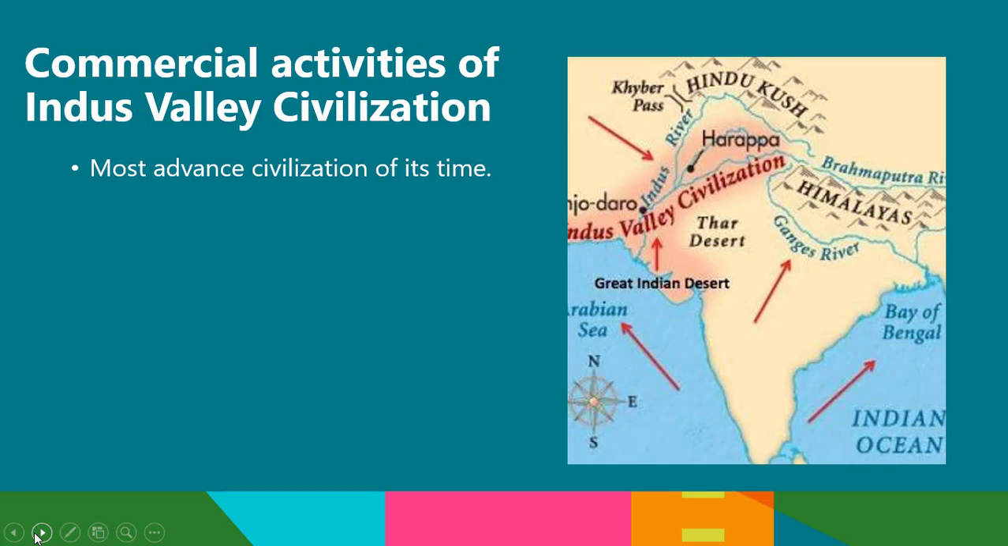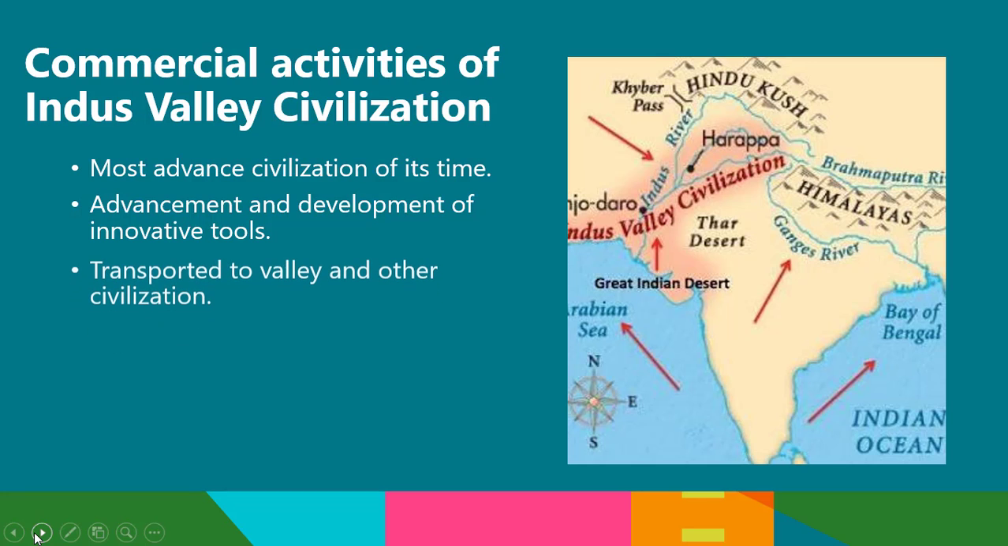As you know, the major professions of Indus Valley civilization were trade and agriculture. It is because Indus Valley was a more advanced civilization of its time. Due to its advancement and development of innovative tools, agricultural products and minerals were in excess quantity. So these abundant products were transported to other areas of the valley and also to the contemporary civilizations.